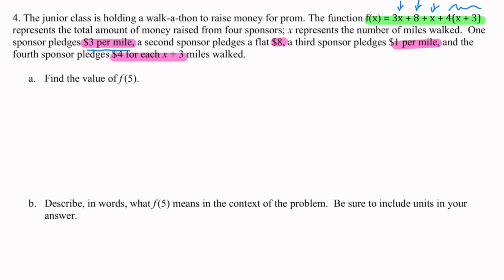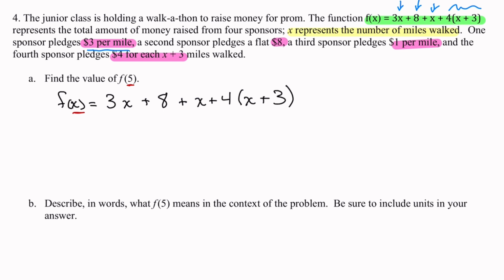One other important thing that we need to note, x represents the number of miles walked. So let's take one more look at this. The entire function represents the total amount of money raised from 4 sponsors. The x represents the number of miles walked. Do you see how in the original equation, x is in the parentheses after f? When we're asked to find the value of f of 5, that x is replaced with the number 5. And that is exactly what we're going to do to solve this equation.